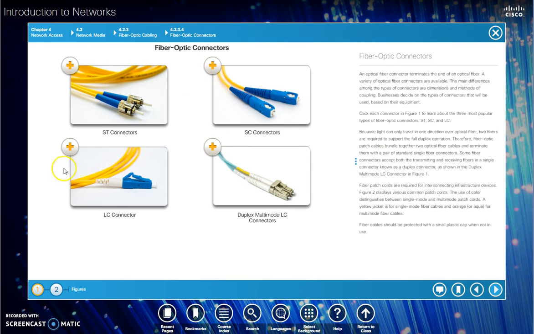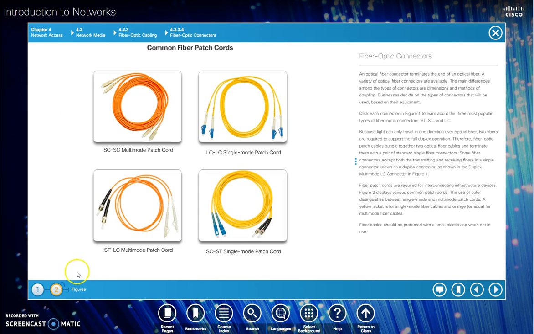Different types of connectors. I think we are on the duplex. These are older ones, I think, and then these are the two main ones, if I remember correctly. Again, double check. You'll see orange and yellow.